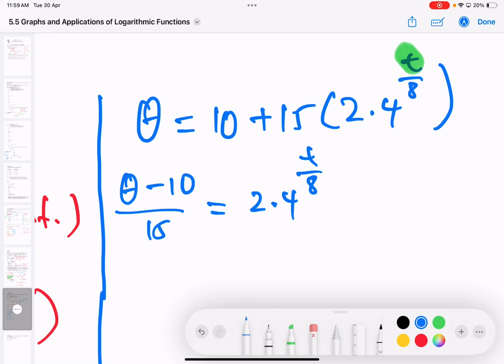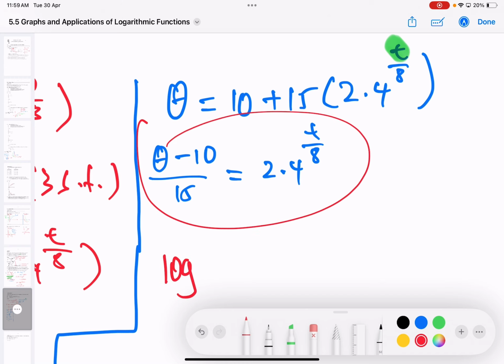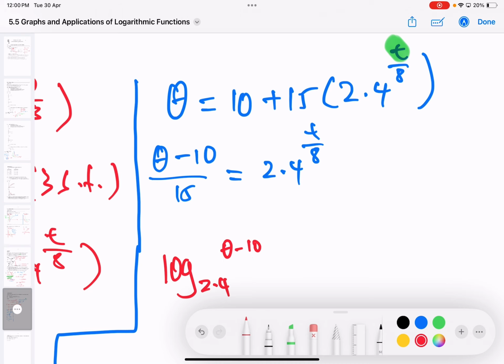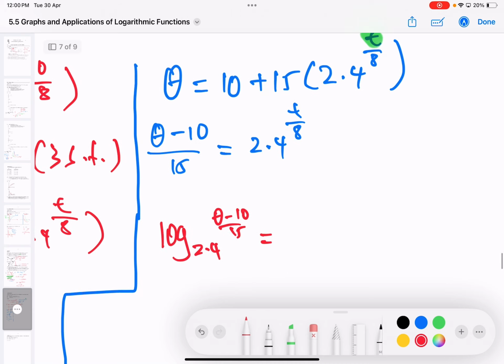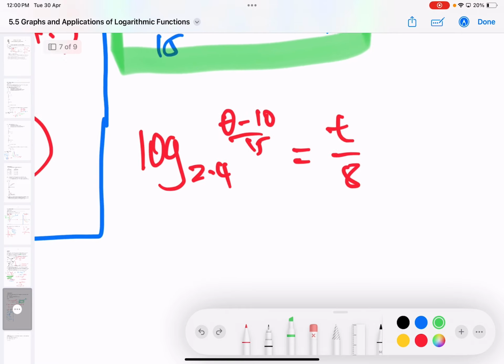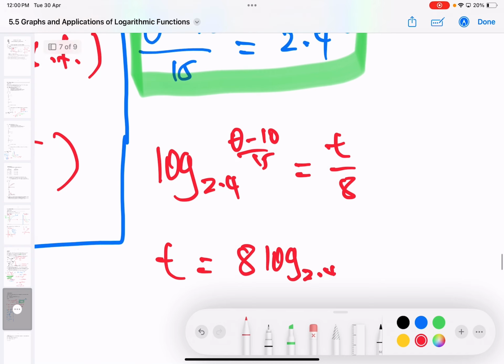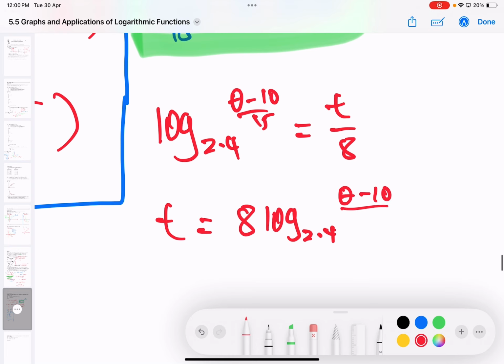How do I express this in logarithm form? Good. Log base. Which one is the base in this question? 2.4. Log base 2.4. Yes. You need to be able to convert the exponent form into the log form. Once you get here, multiply by 8 on both sides. T is equals to 8 log base 2.4 of theta minus 10 over 15.